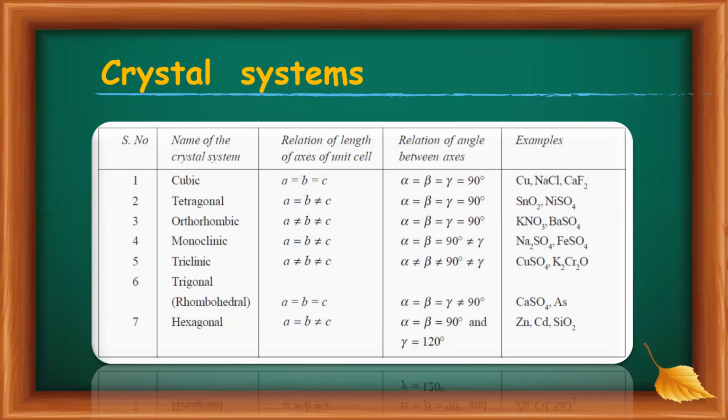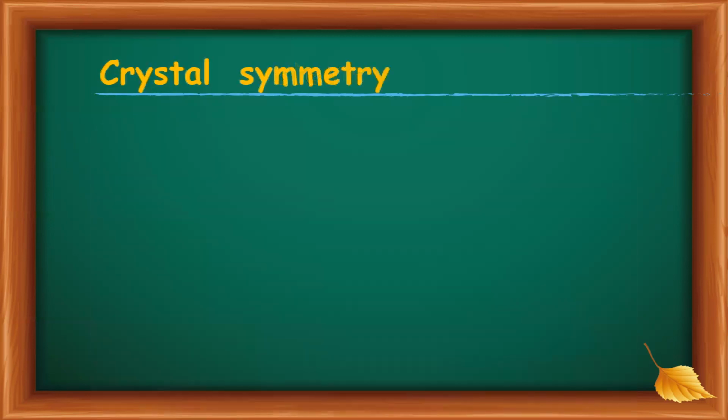You should be familiar with the 7 crystal systems and the details about the lattice parameters, that is the values of alpha, beta and gamma, and A and B and C. And next is the crystal symmetry.